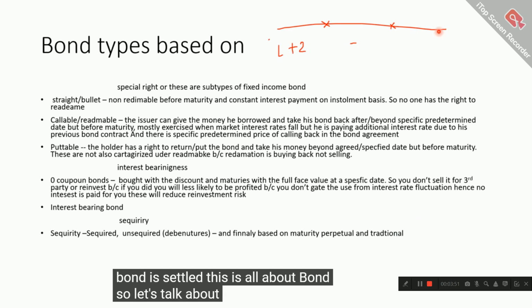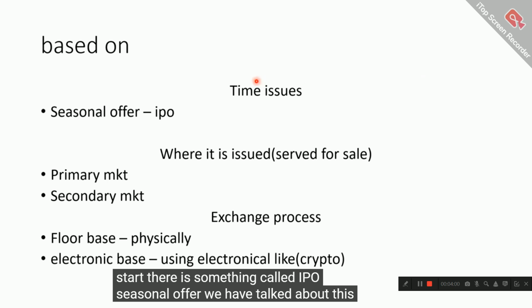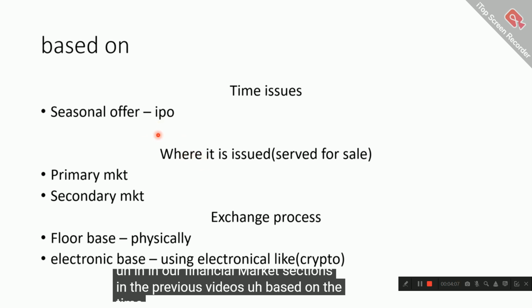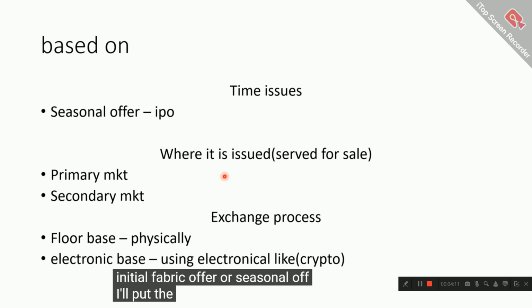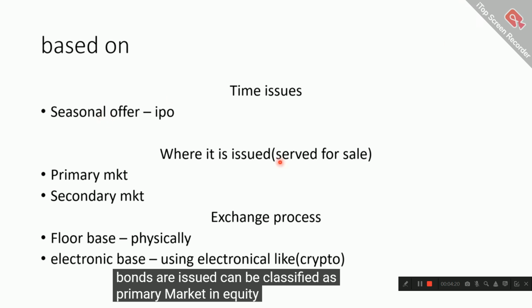So let's talk about shares. We have seen a lot of things about shares at the start. There is something called IPO, seasonal offer. We have talked about this in our financial market sections in the previous videos. Based on the time issued, it might be classified as initial public offer or seasonal offer. I'll put the link in the description, or you can click here. Based on where the shares are issued, they can be classified as primary market equity instruments or secondary market equity instruments.